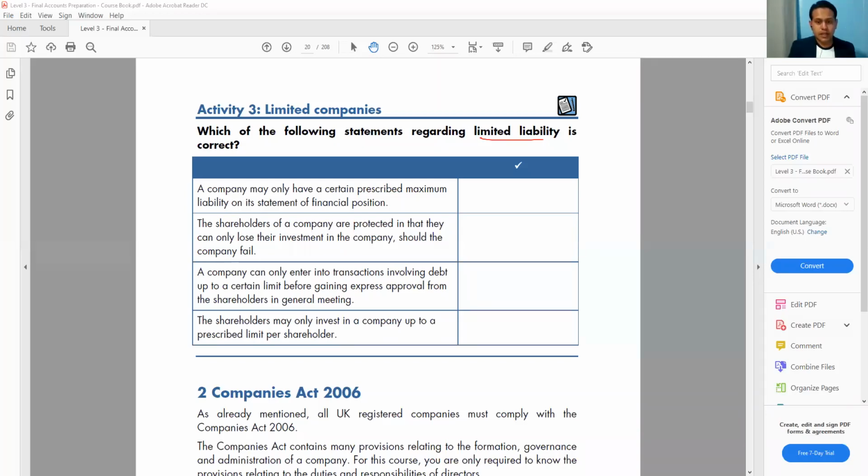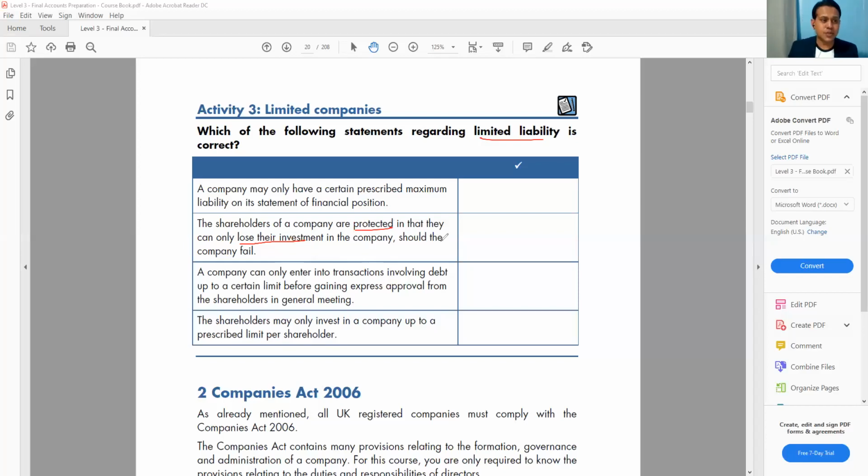The first one says a company may only have a certain prescribed maximum liability on the statement of financial position. The shareholders of a company are protected in that they can only lose their investment in the company should the company fail. So if the company fails, they will only lose their investment and they're protected from that point of view. I think this is the biggest example of limited liability. If the company fails, you can only lose your investment, nothing else.